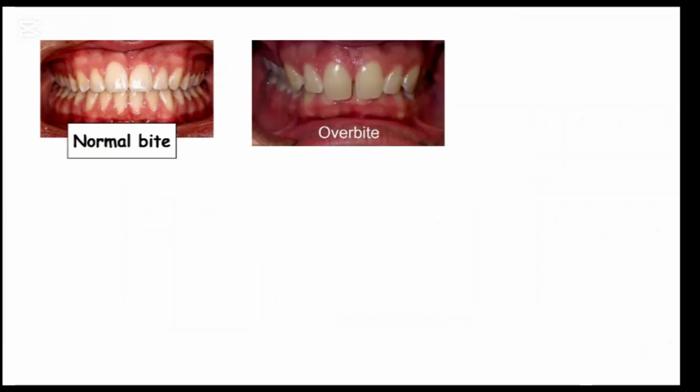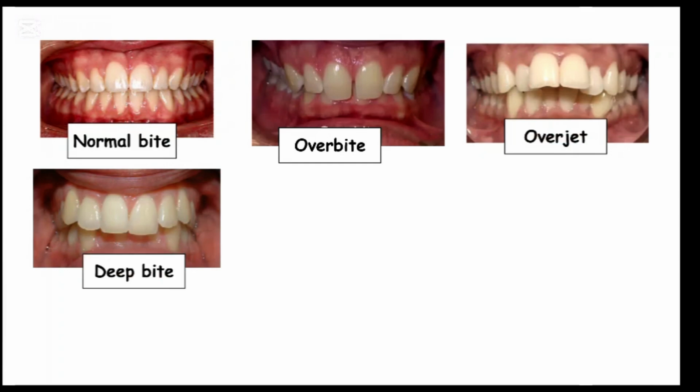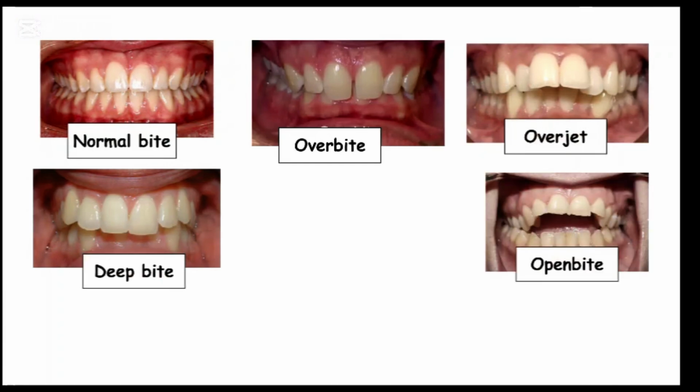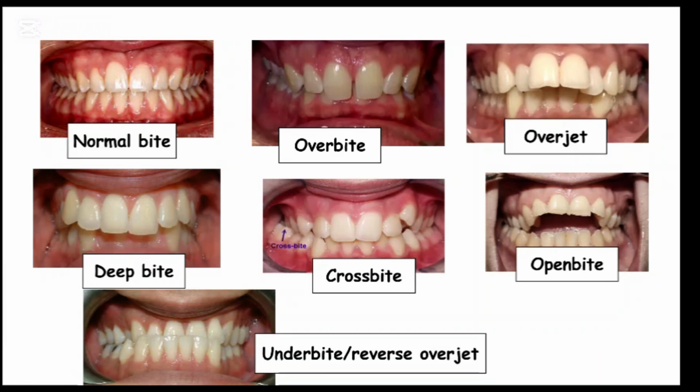You can see these are all clinical pictures. This is a normal bite. We should know what a normal bite is so we can understand overbite, overjet, deep bite, open bite, crossbite, and underbite, or we can also say reverse overjet. So let's learn about what a normal bite is.